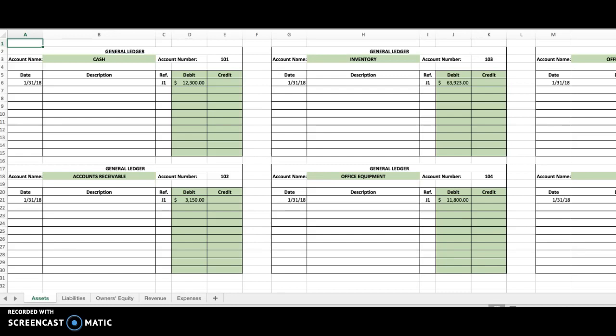Now, obviously, things are much different. Everything is on the computer, but it's simply easier to learn the basics by looking at them and conceiving them as actual books, the journal and the ledger.